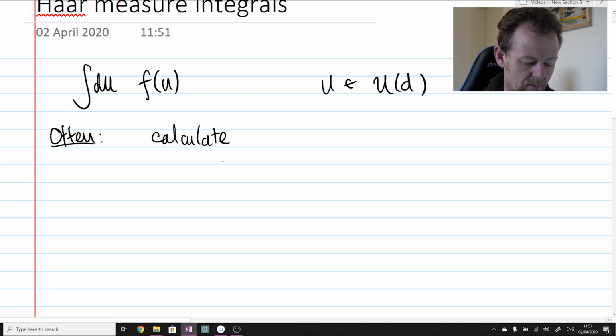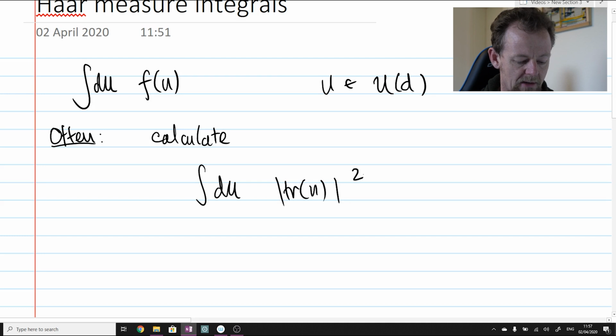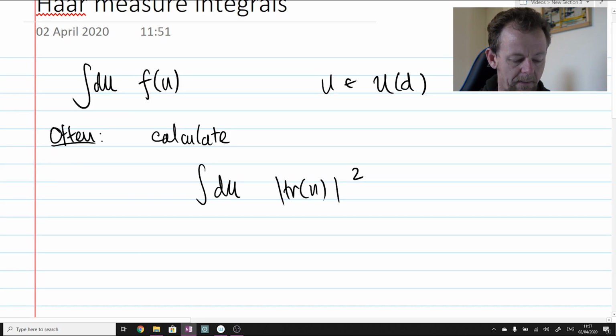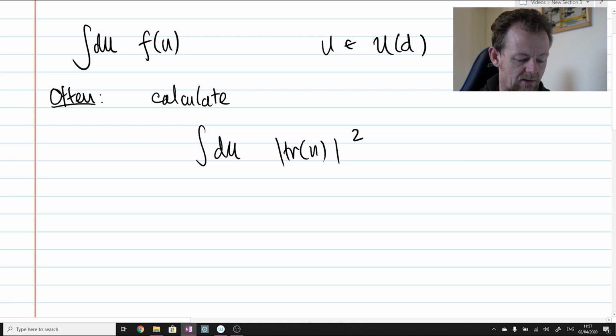So the kind of integral I'm talking about that often turns up is something like this. So you are doing some project and you're looking at random matrices, and then you want to take an average over all possible random matrices of some function. In this case, we're thinking about the function trace of u squared, the absolute value squared. This kind of thing pops up all the time. Now, Haar measure, you want to take this kind of integral with respect to Haar measure.